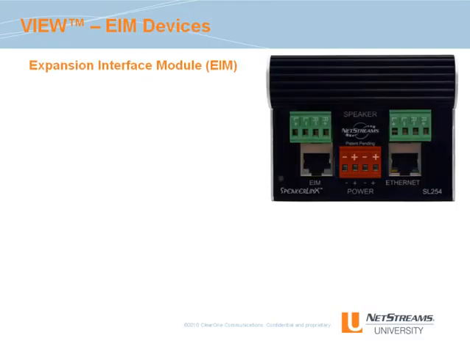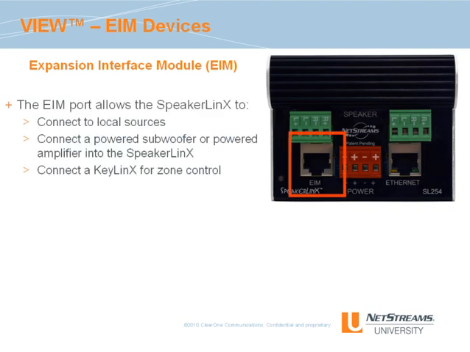EIM, or Expansion Interface Module, was designed to provide a platform for expanding the locally mounted SpeakerLinks capabilities. This port allows the SpeakerLinks to accept line-level audio, analog audio in, line-level analog audio out, local room control using a 10-button keypad, receive IR signals, and to connect to an external amplifier.